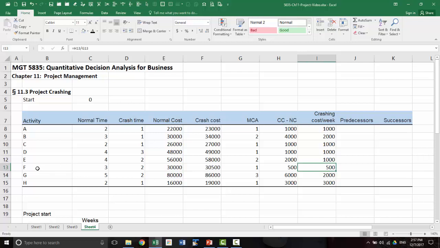But if F is not in the critical path, then crashing F will not affect the critical path. The critical path would still be whatever it is, 15 weeks or whatever. So spending $500 a week and crashing F is not going to make any difference at all. So to determine which activity to crash first, you have to look at the critical path.